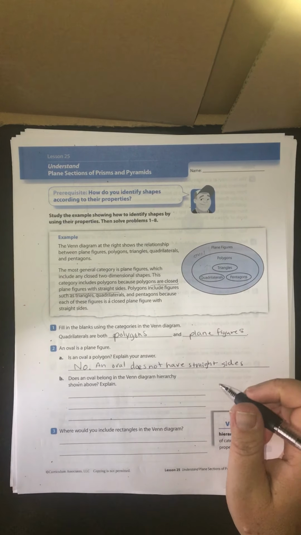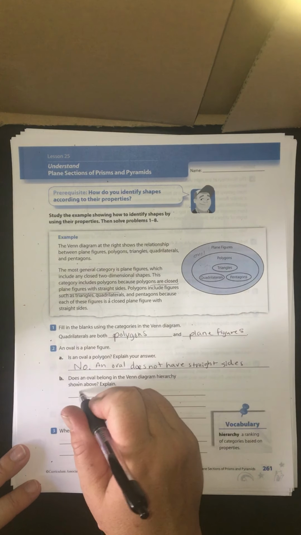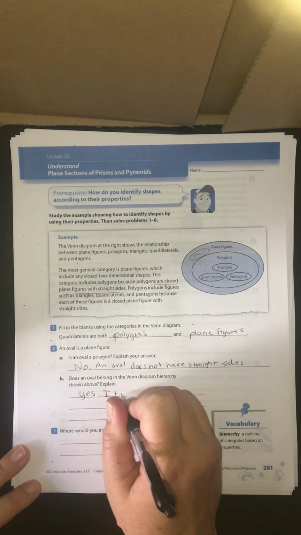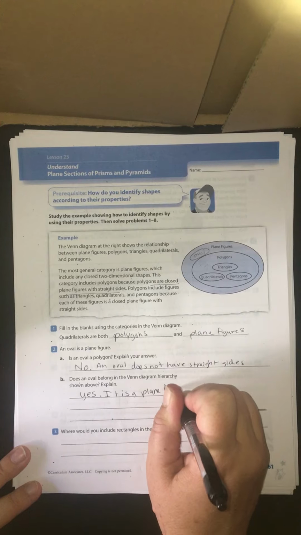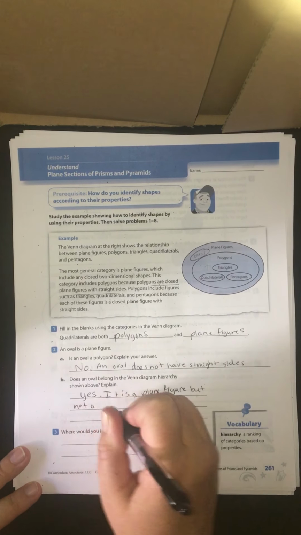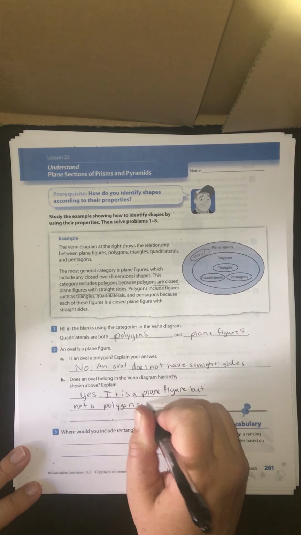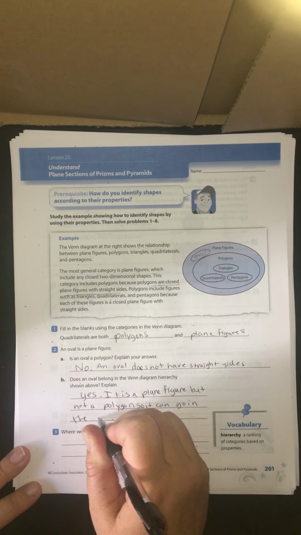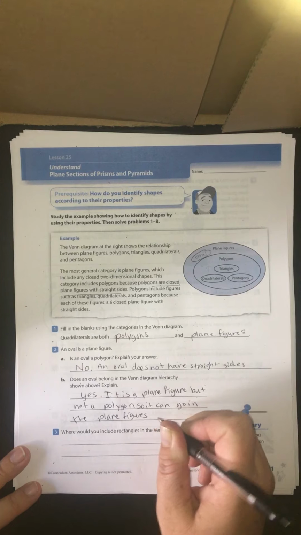Does an oval belong in the Venn diagram hierarchy shown above? Yes. Right? We put it right here. It is a plane figure, but not a polygon. So it can go in the plane figures section.